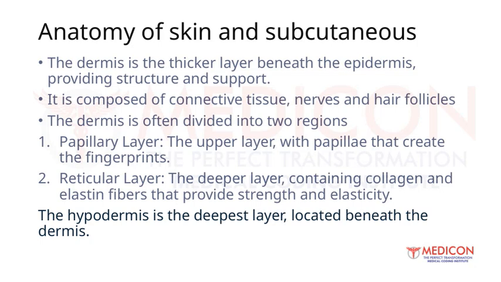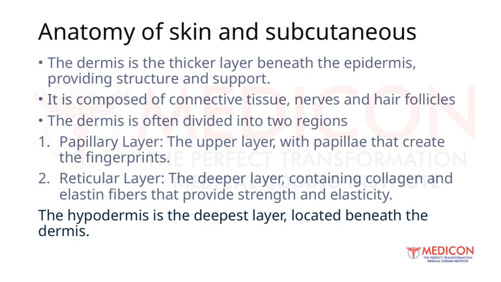Let's take a closer look at the anatomy of the skin and subcutaneous tissue. The dermis, which is the thicker layer beneath the epidermis, plays a crucial role in providing structure and support to the skin. It's composed of connective tissue, nerves, and hair follicles, all working together to keep the skin resilient and functional. The dermis is typically divided into 2 regions.